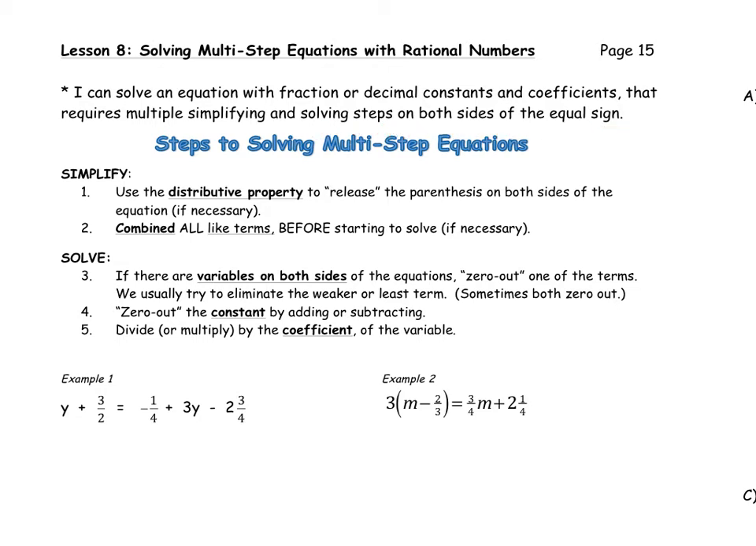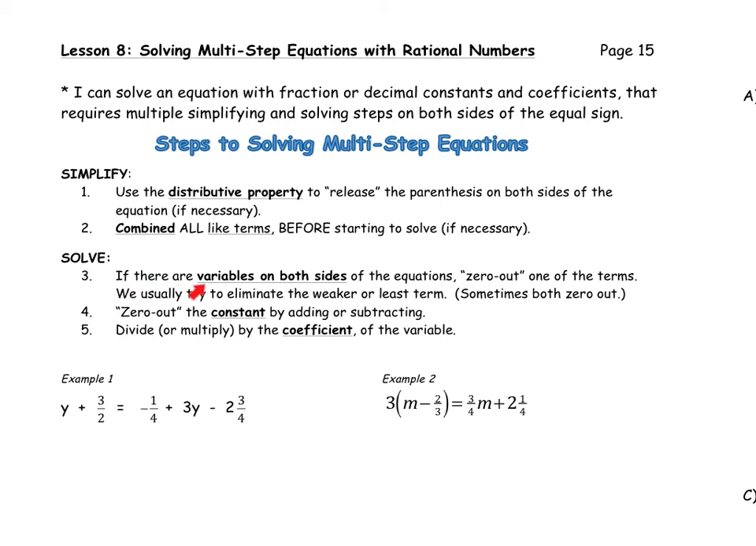We completed our last lesson, which just entailed whole numbers and integers, and we're going to use these same solving steps. The first two steps are simplifying steps, which means we simplify each side of the equation before we start the solving process. We use the distributive property to release the parentheses on both sides if necessary. Sometimes it's not necessary on both sides, or either side. Then we combine all like terms before starting to solve, once again if that's necessary.